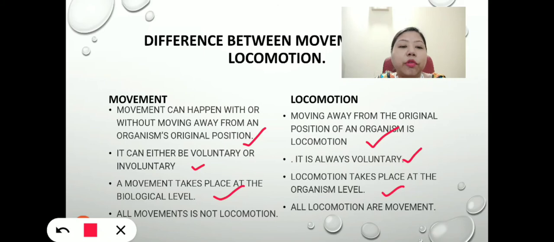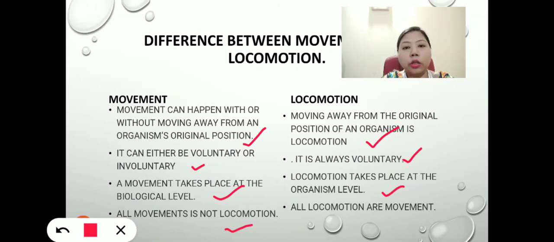Another difference between movement and locomotion is that all movement is not locomotion. So we sit in one place and we are moving our hands. We are writing in our copy. Yes, so that is movement. But in this movement, locomotion is not taking place. That means you are not moving from one place to another.